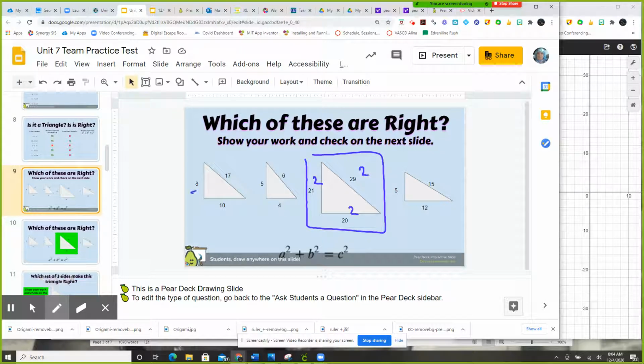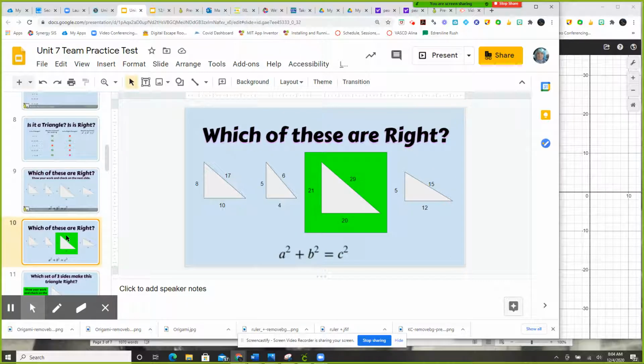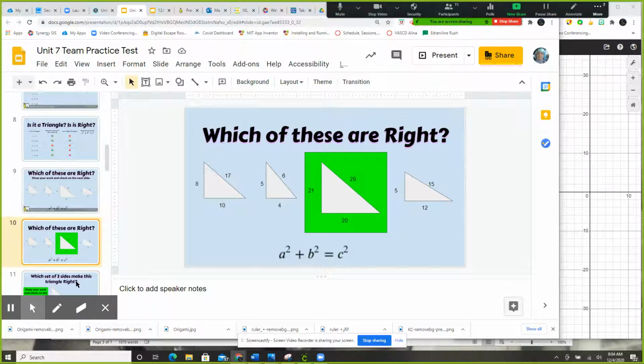If this was 8, 6, 10, that would be a right triangle. If this was 3, 4, 5, that would be a right triangle. And 5, 12, 13, that would be a right triangle. Those are Pythagorean triples, and they're just something that eventually you memorize if you do enough right triangle stuff. So that is the right answer.